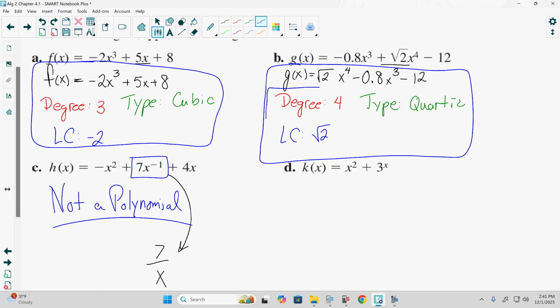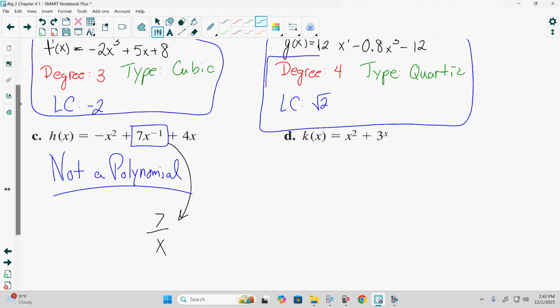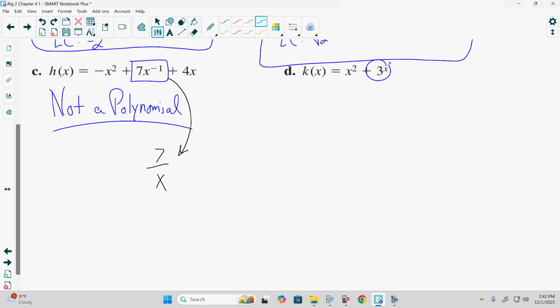Questions on this here? Are we ready for D? Yes? All right, problem number D. We can say this is a polynomial expression. Yes? Why not? There's a variable in the exponent, so this is not a polynomial. We would actually consider this to be an exponential. When we have variables in the exponents, they would be considered exponential functions.